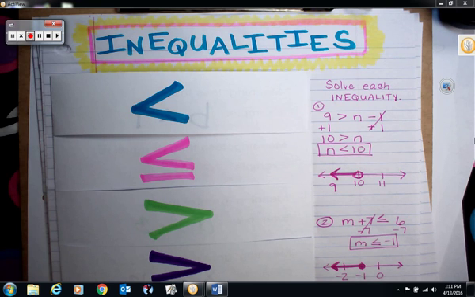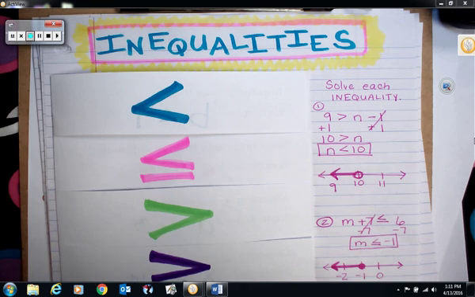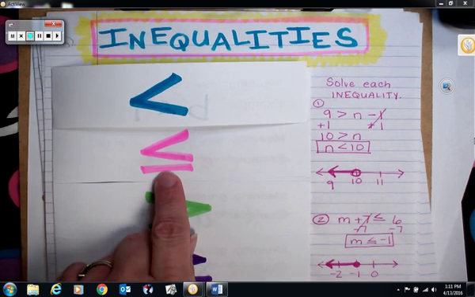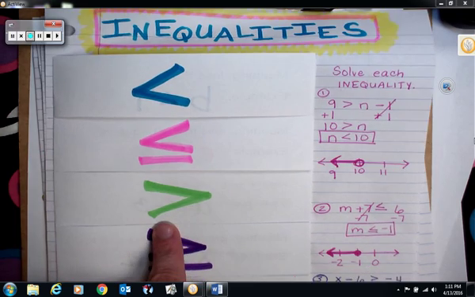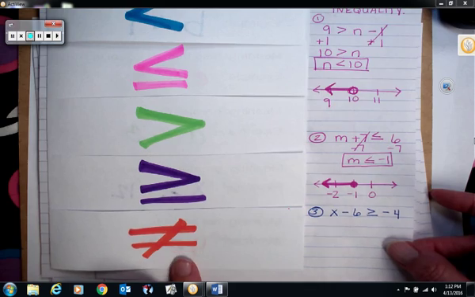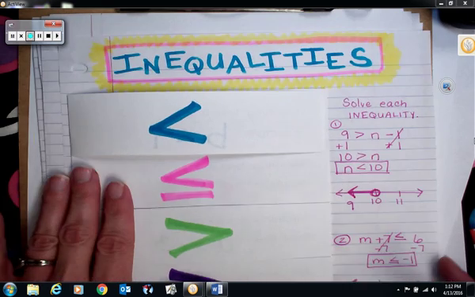Today we are talking about writing and solving inequalities. Inequalities work a lot like equations, except that instead of an equal sign, we see a less than sign, less than or equal to sign, greater than sign, greater than or equal to sign, or not equal to sign. So today, let's start with our less than sign.